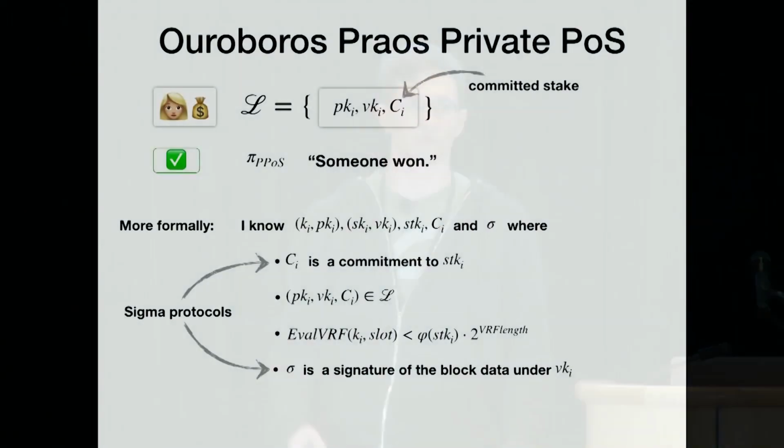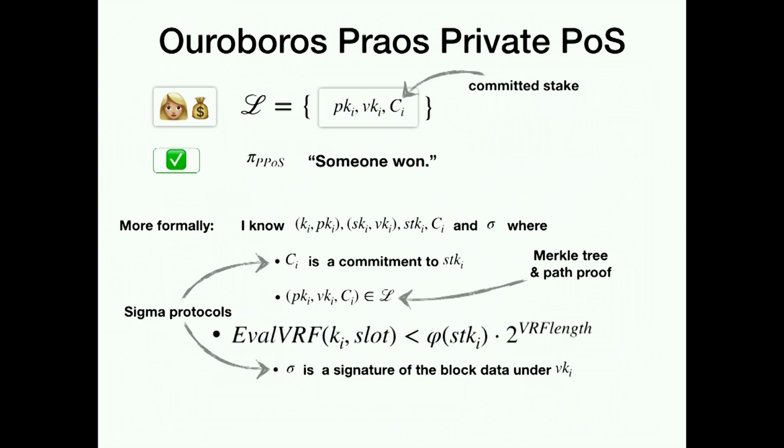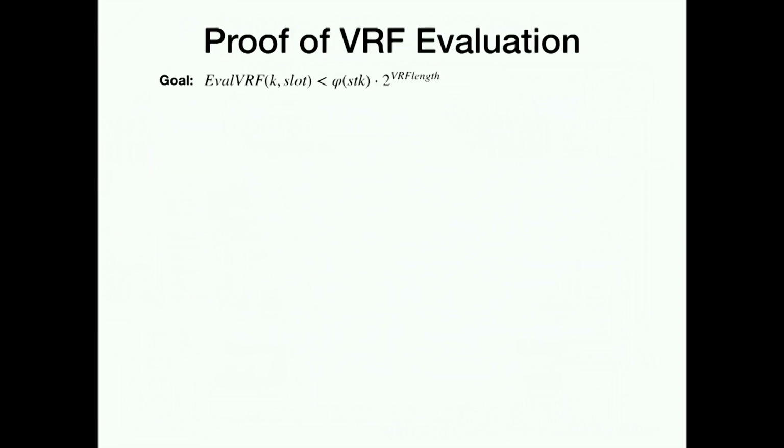So we need to prove the statement. How do you do that? Well, for those two parts here, you can just use generic Sigma protocols. One note here is that if you want to do that, the commitment should be algebraic. This one here, the proof that you have an account in the list, you can do by representing the list as a Merkle tree and then doing a path proof. But the interesting part actually happens here in this proof of I won the lottery. So let's have a closer look at that.